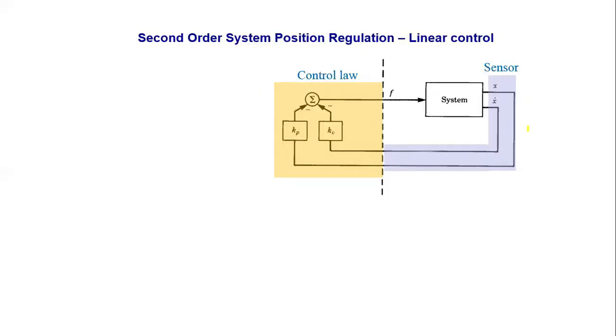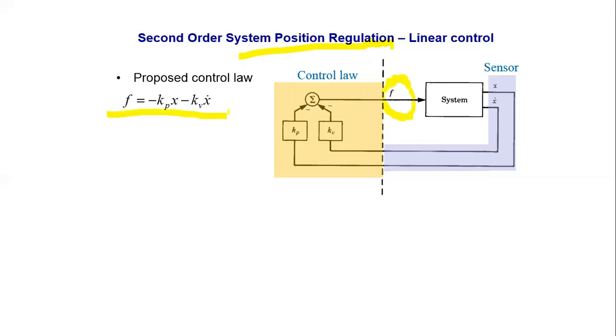Then the third problem of our question of single link manipulator was related to position regulation. In this position regulation control law, we apply a force on the system which is calculated by this formula. So what does this formula represent? It represents that the state of the system, that is displacement, will be measured and multiplied by a parameter kp, and the velocity state of the system will be measured and multiplied by the parameter kv, and they will be added, and this force will be calculated as minus kp x and minus kv x dot.